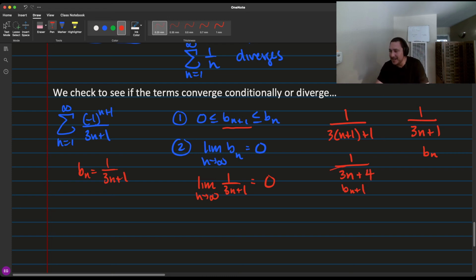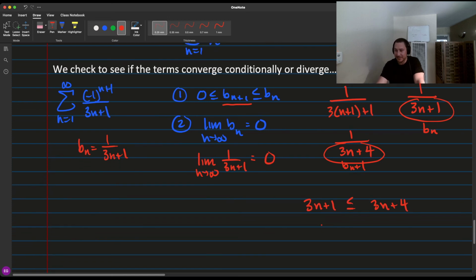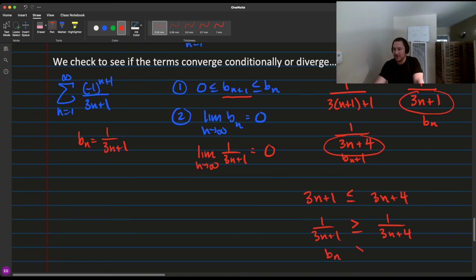So now we need to start with these two things. Looking at them, what do you know about 3n plus 1 and 3n plus 4? Which one will be bigger? The 3n plus 4. Okay, now if you take the reciprocal of them, what is going to happen? It's going to flip. bn is greater than bn plus 1, which is exactly what I wanted. So this proves that condition 1 is satisfied. The terms do get smaller.